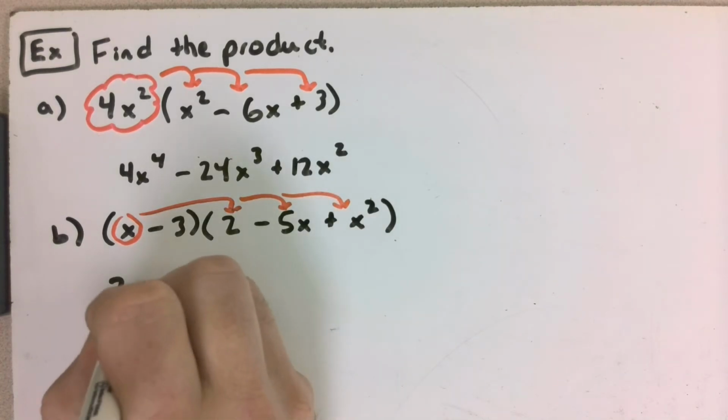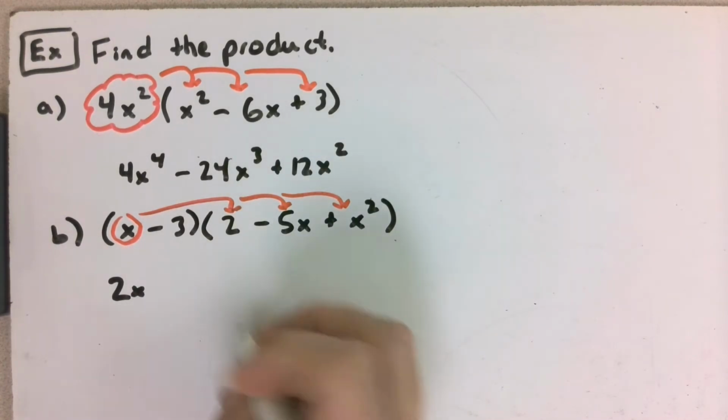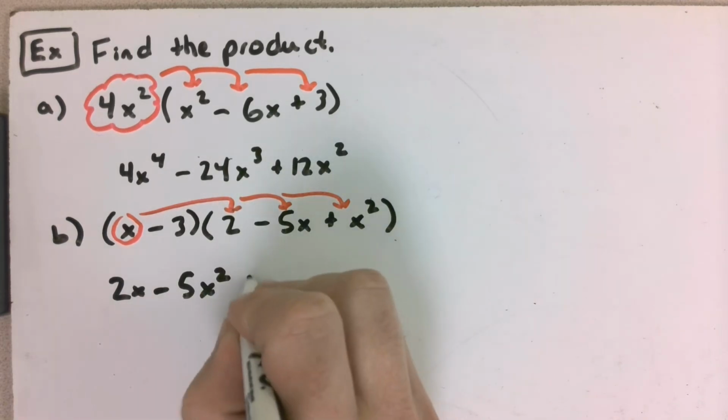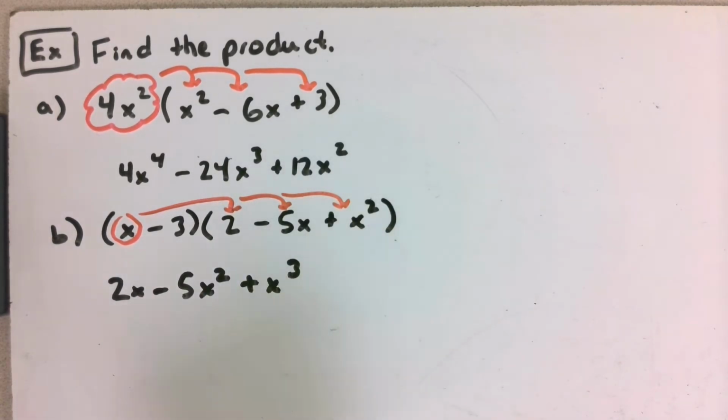X times 2 is 2x. X times negative 5x is a negative 5x squared. X times x squared is x cubed.